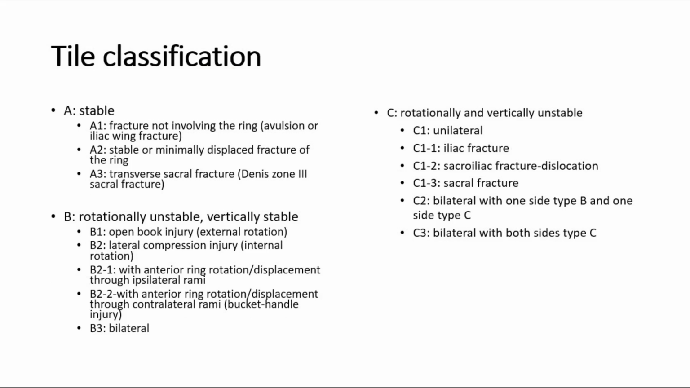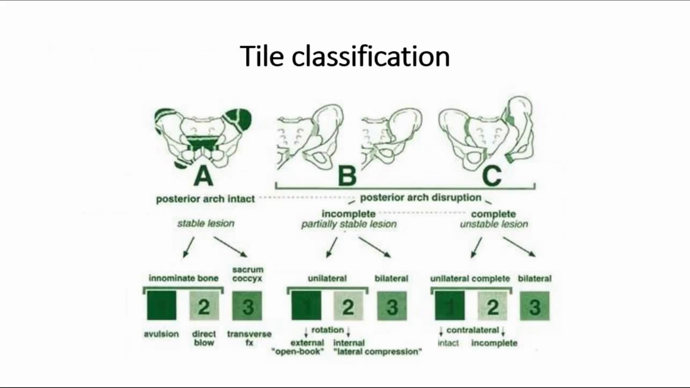The first one is Tile classification. A is stable. A1, fracture not involving the ring. A2, stable or minimally displaced fracture of the ring. And A3, transverse sacral fracture. B is for rotationally unstable and vertically stable fractures. B1, open book injury. B2, lateral compression injury. And B3, which is bilateral.